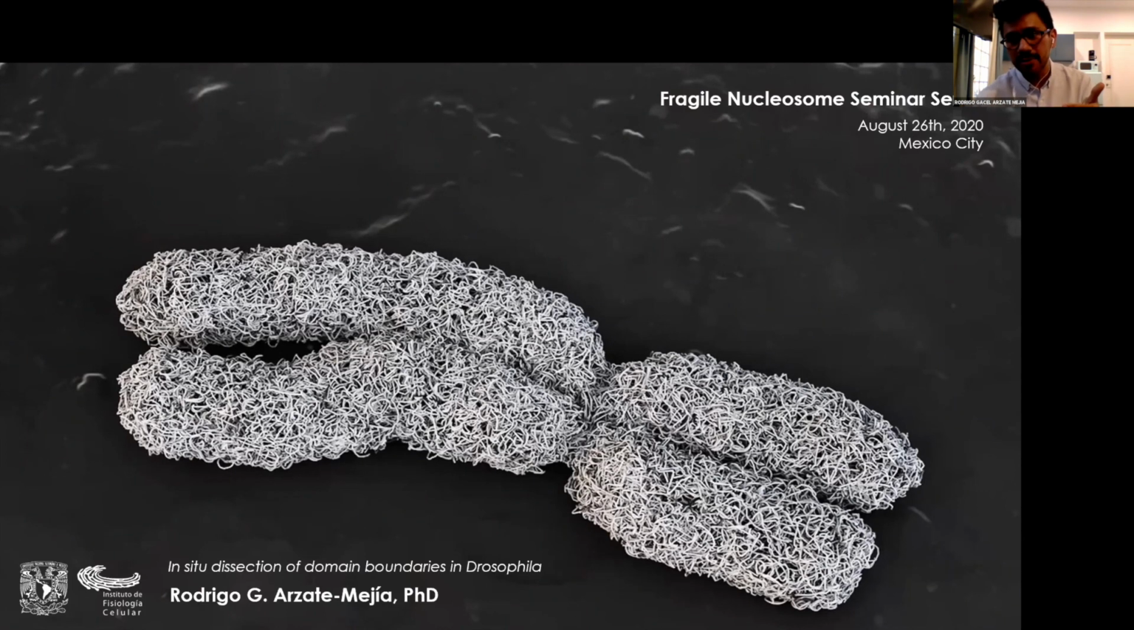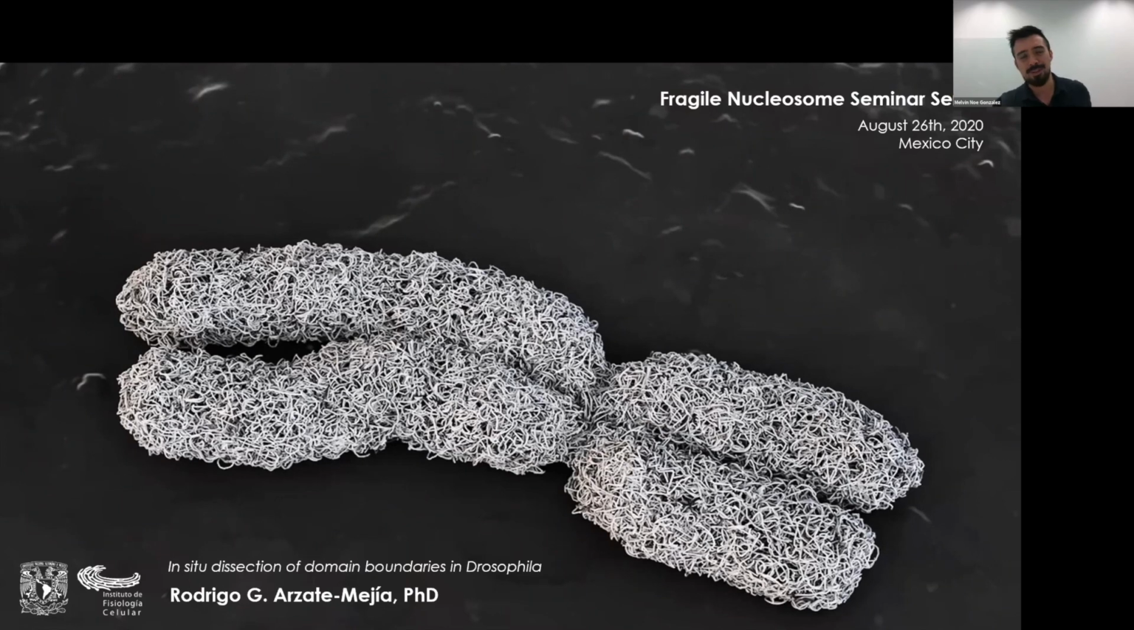And we are planning to do some additional in vivo experiments recreating these specific deletions to really observe in the fly what happens when we specifically mess up the boundaries.